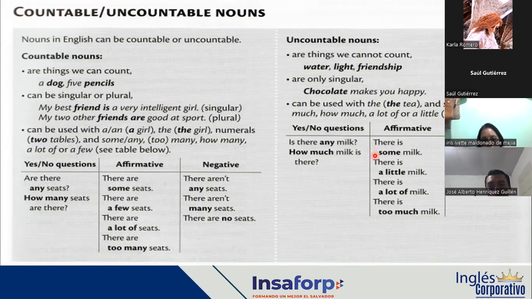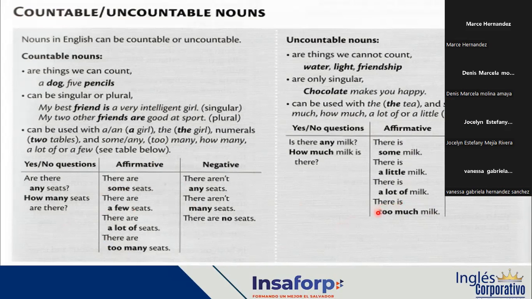Alguna leche. Algo de leche. There is a little milk. Poco de leche. There's a lot of milk. Mucha. And there's too much. There is too much milk. Demasiada. That's pretty much the usage, el uso es similar as the previous one. So we just have to understand that there's some small differences when we use countable and uncountables.